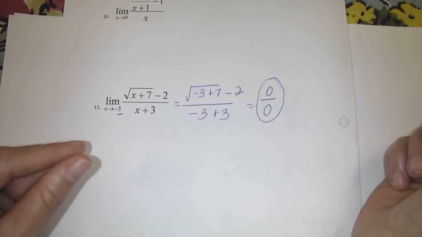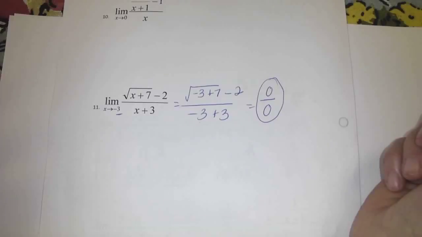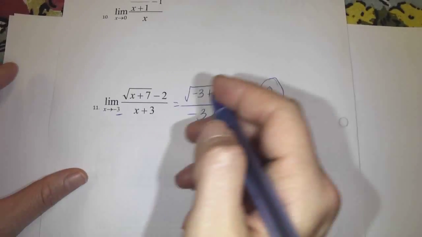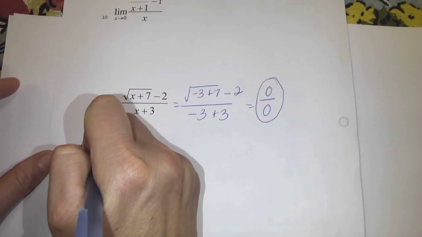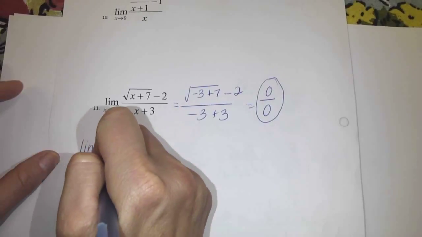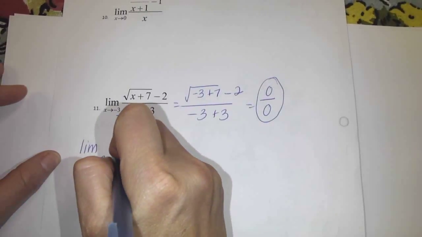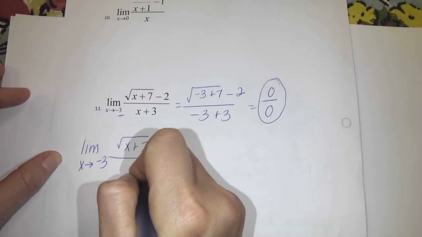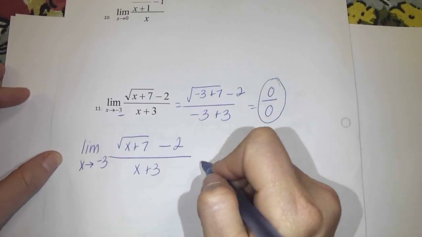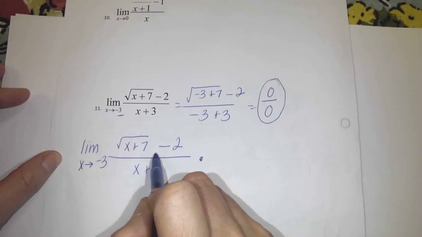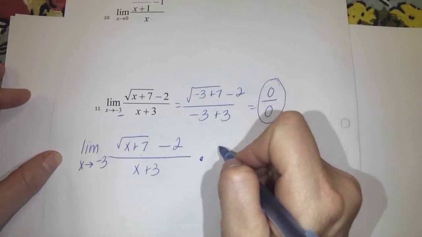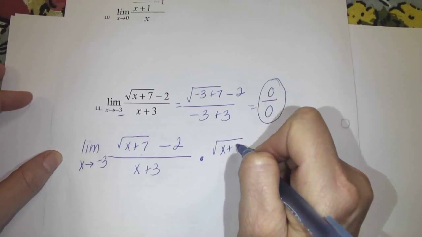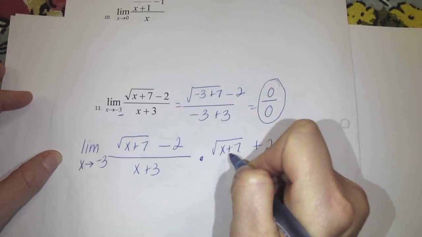This is key. It lets me know there's possibly a hole in the graph, but it also lets me know I can do some more math. I'm going to give you the first step for this one. Again, be careful about recopying the limit. Square root of x plus 7 minus 2 over x plus 3. I'm going to multiply it by the conjugate of the one that has the square root, which is square root of x plus 7 plus 2.